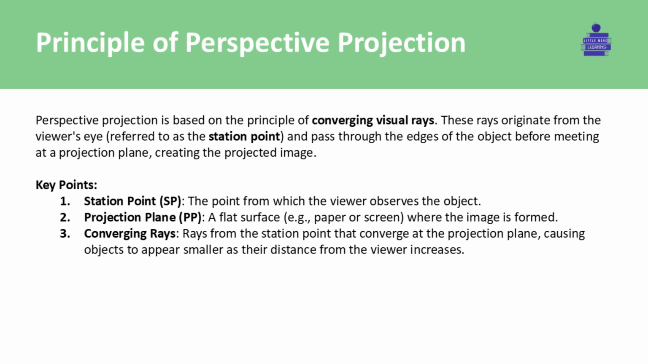When these rays intersect with what we call the projection plane, which could be your window in this example, they create the projected image. What makes this particularly interesting is that the further away something is, the more those converging rays have traveled before hitting the projection plane, resulting in a smaller projected image. This is exactly why distant objects appear smaller in our drawings. Remember, this isn't just a random artistic choice. It's based on the actual physics of how we see things. In our next slide, we'll break down all the specific elements that make up a perspective drawing.